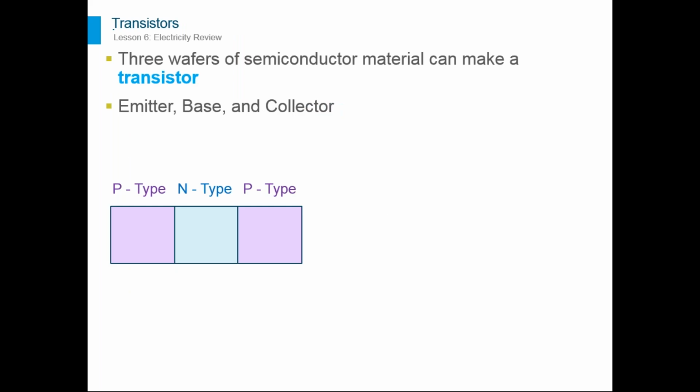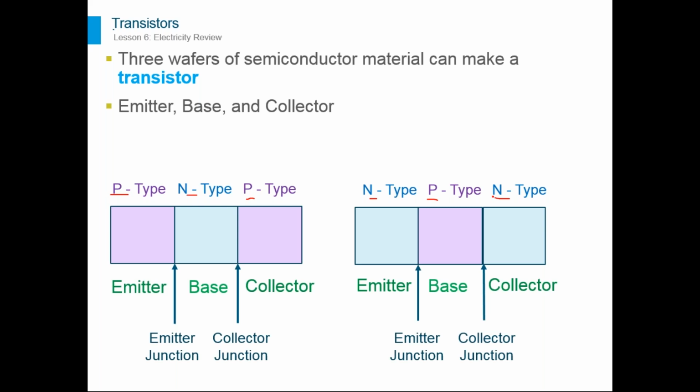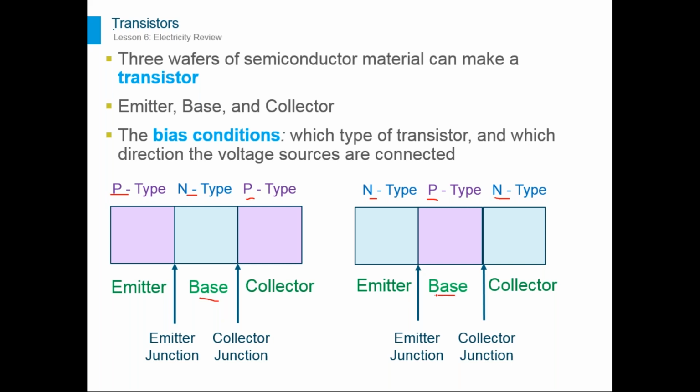So two pieces of semiconductor material are put together to make a diode. Three of them put together make a transistor. A PNP transistor has a wafer of N-type material in between two wafers of P-type material. An NPN transistor has a wafer of P-type in between two N-types. The middle wafer of either type is called the base, and the outer wafers are the emitter and the collector.